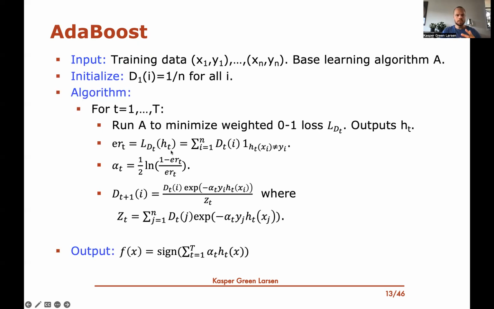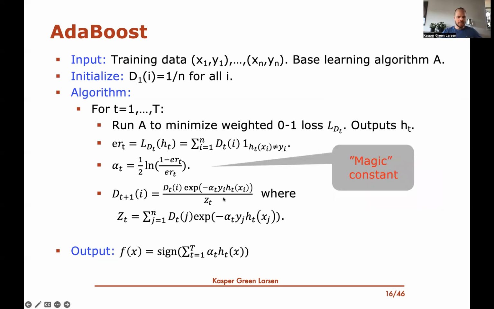Now, what we do then is that we compute the error of this hypothesis that we just trained. And the error that we're computing is with the weighting that it was trained on. Right, so we just compute the weighted 0-1 loss for the hypothesis we just found. It's just this sum over all the training examples, the weight that we put on it, and the indicator for whether we mispredicted this example using the t-th hypothesis, the one we just trained. Okay, so we start with the uniform weight, we compute the weighted loss of the one we just trained.